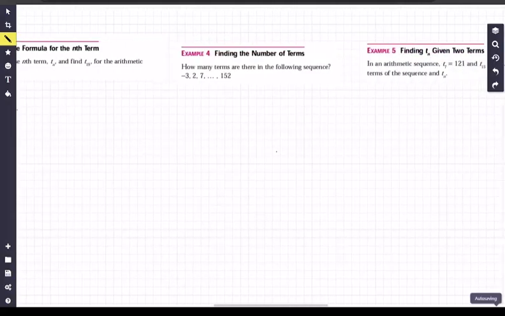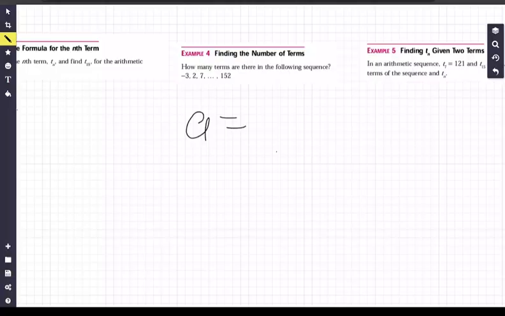Okay? And now let's introduce another very typical type of question for sequences: how many terms are there? So we look at the sequence -3, 2, 7, and so on, all the way to 152. We're adding 5 every time. Yes, we can do 152 plus 3 and then divide that by 5 to see how many terms there are. But we're in the sequence unit, so we have to play it smart, not dumb.